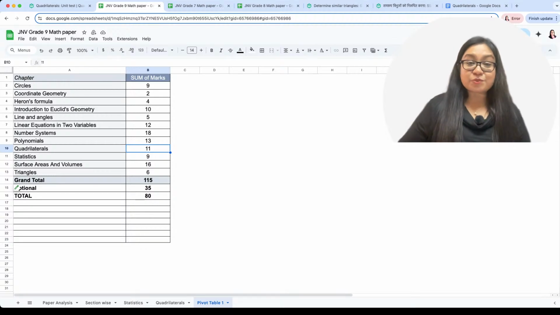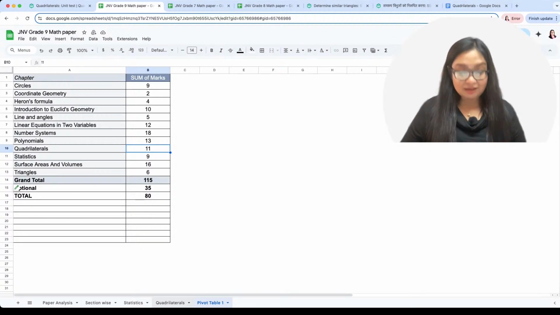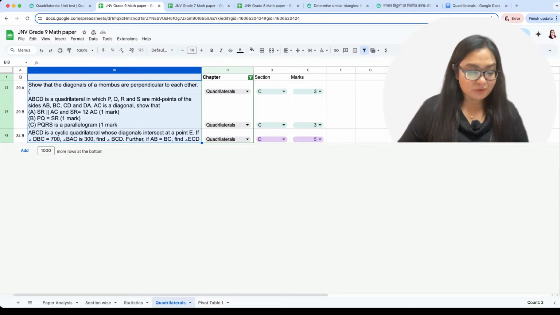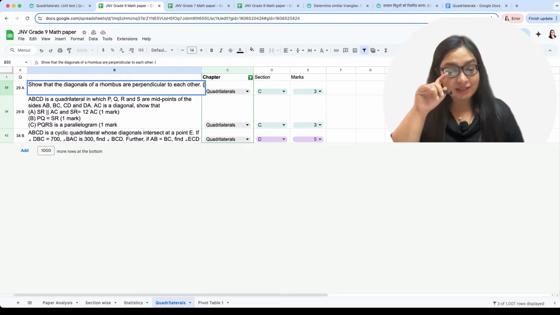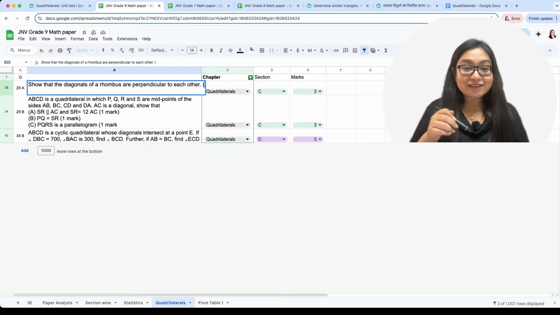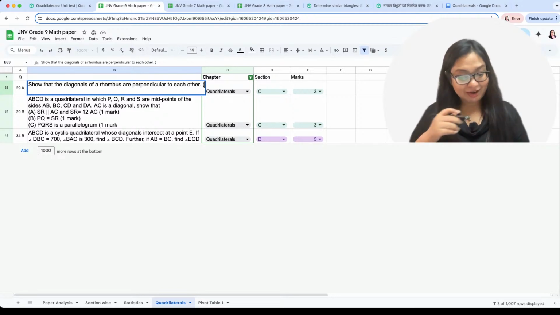Now, I have these questions from quadrilateral. मैंने filter out कर लिए हैं questions from quadrilateral chapter, and as you can see, this is one question here. Show that the diagonals of a rhombus are perpendicular to each other. So, इसे भी हम show कर सकते हैं. How? By taking triangles and proving them to be congruent, right?